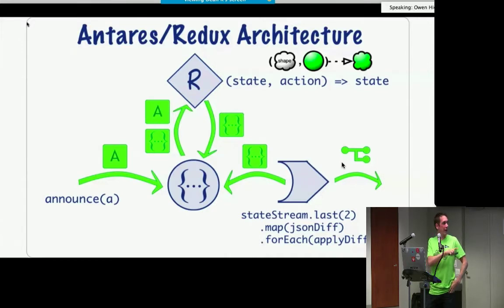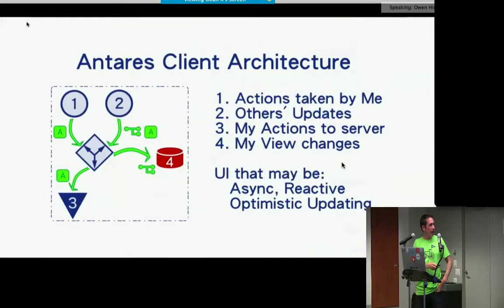So now the architecture that this fits into, the client architecture of an Antares app has a few different things. So the thing in the middle is that Redux architecture that I showed you. What flows into it are actions, right? Actions, 1, come from actions taken by the user. They added an item to their cart. This is typical Redux. You create and dispatch an action. But Antares is about awareness, right? So you're also aware of others' actions, right?